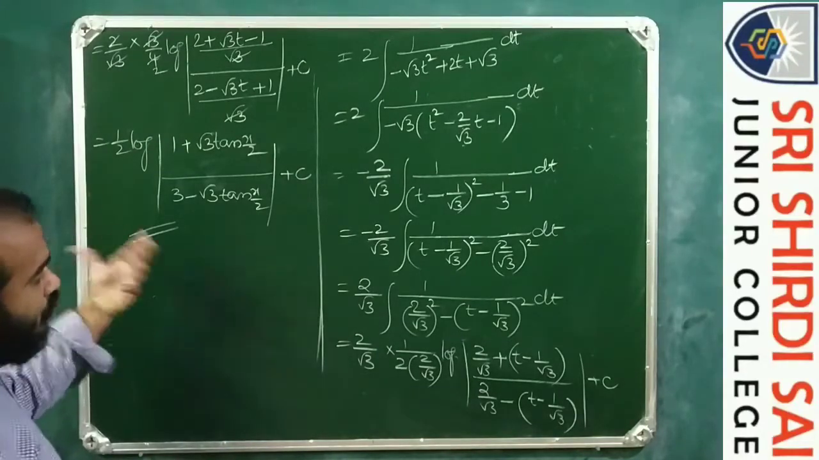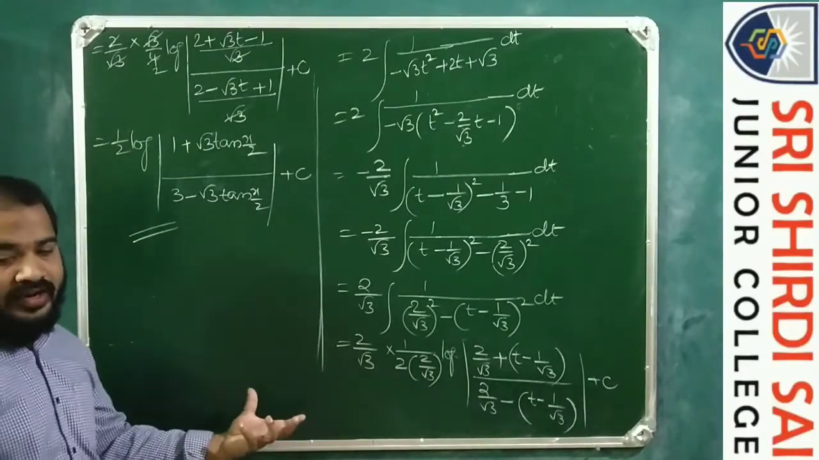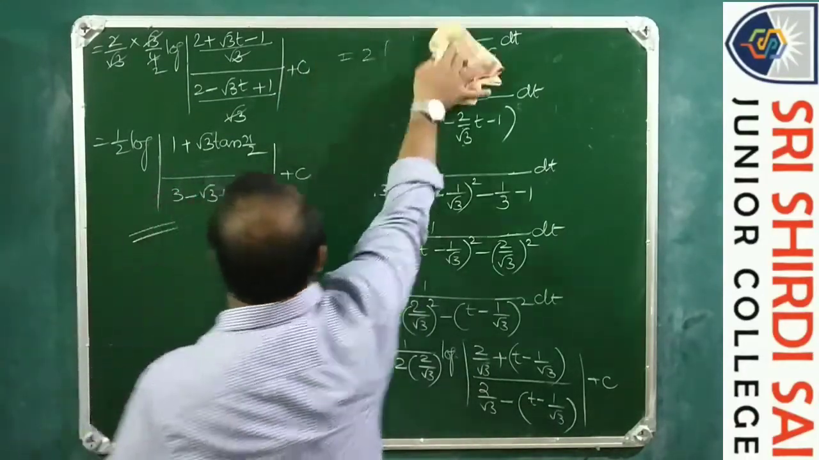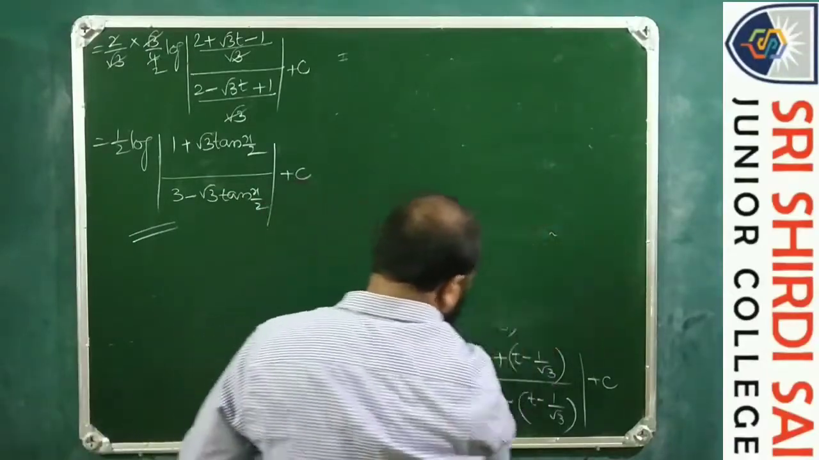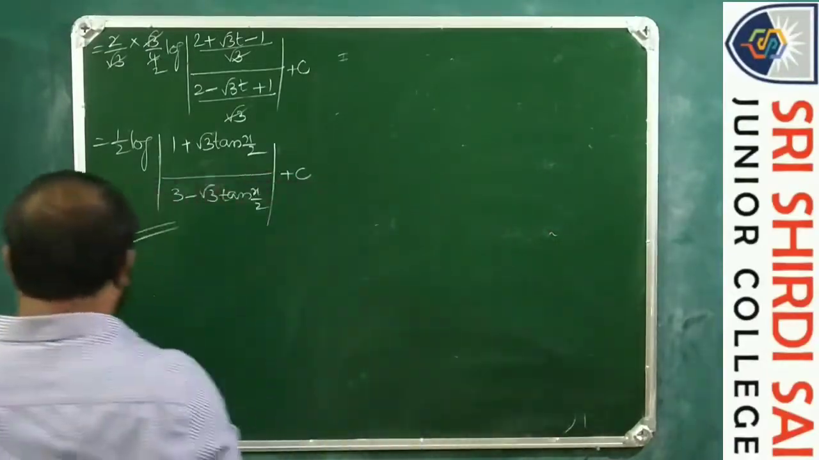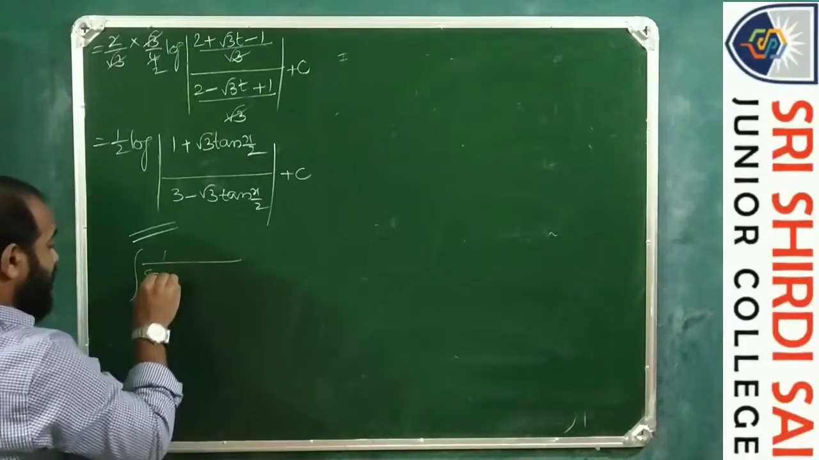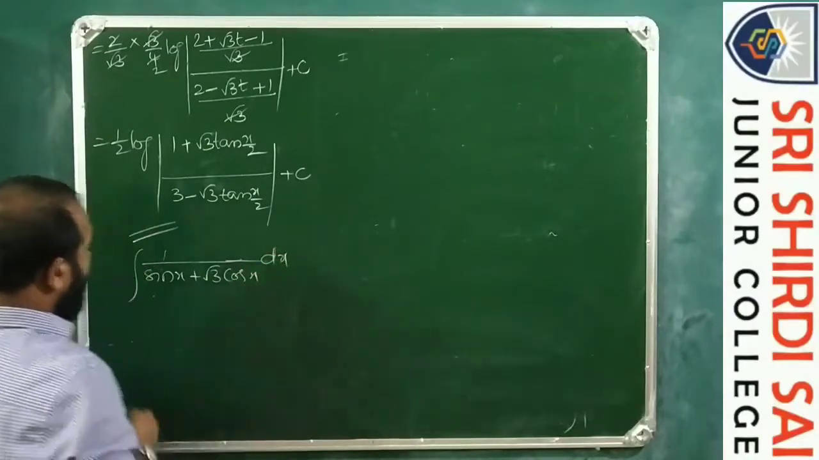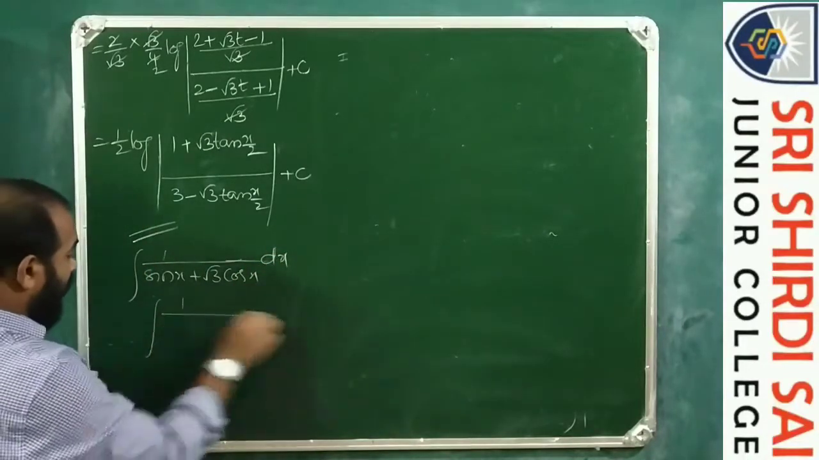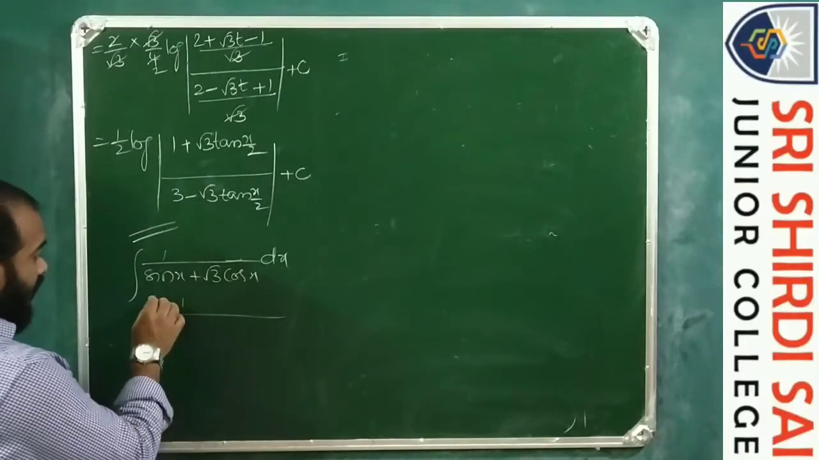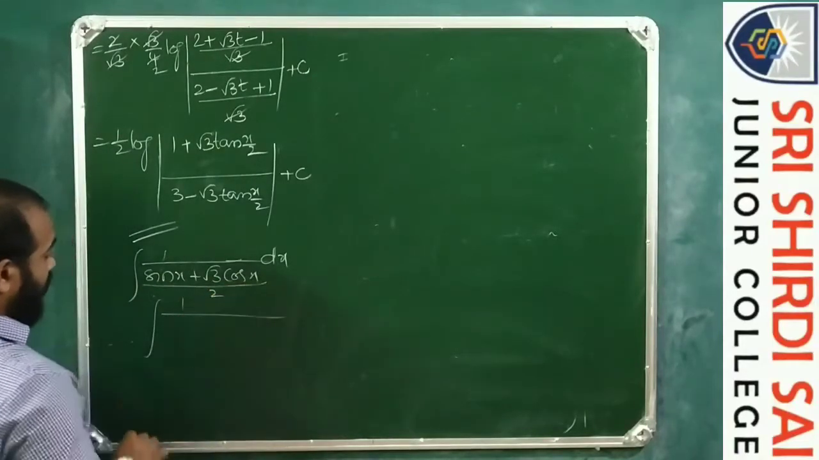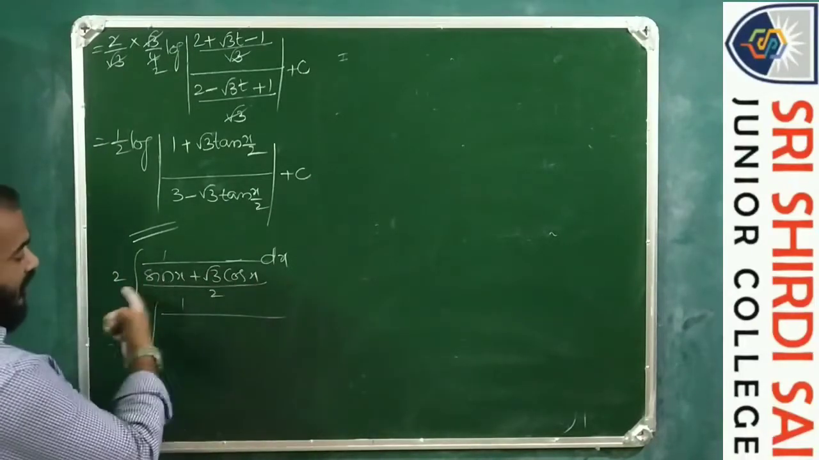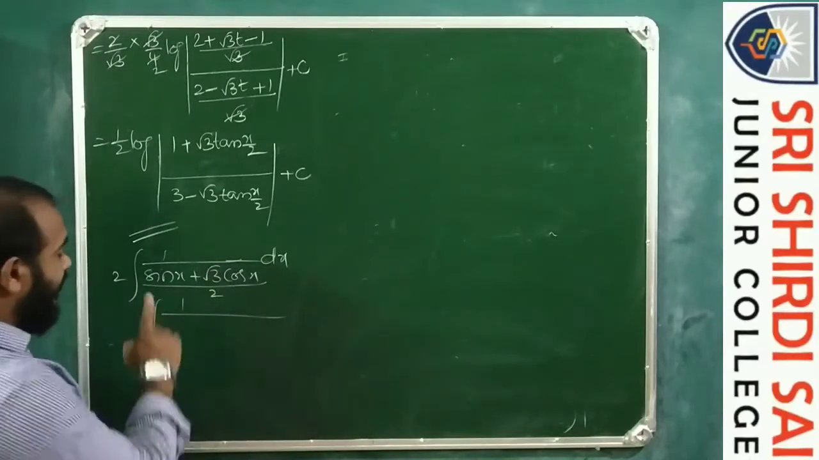This problem can also be solved in another alternative way, which is, so this I am rubbing. The question is integral 1 by sin x plus root 3 cos x dx, right? So what we are doing here is, I will divide with 2 and multiply with 2, so that 2 gets cancelled, we are getting the same integral.